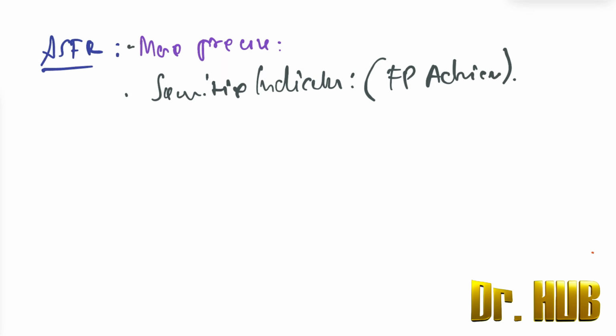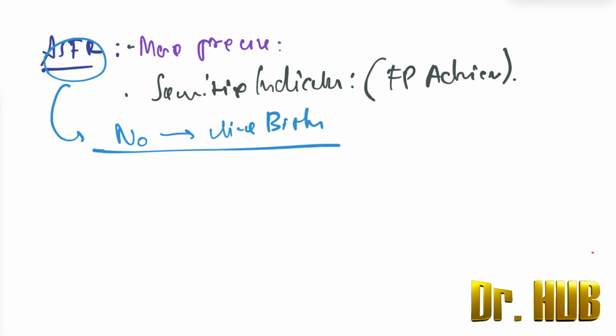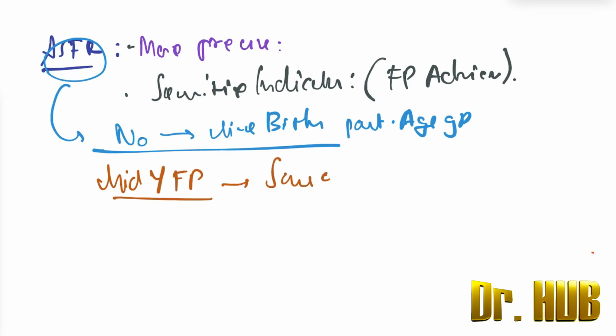So what does the ASFR include? ASFR is equal to the number of live births occurring in a particular age group, divided by the mid-year female population of the same age group, and you multiply it by 1000.